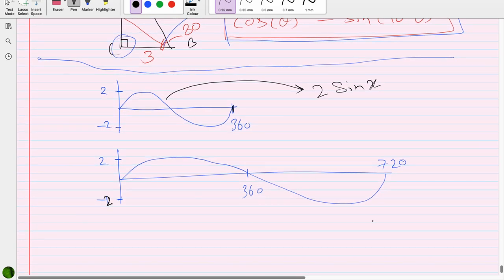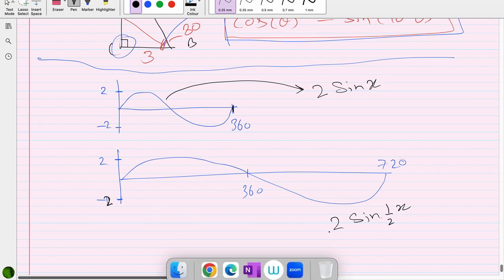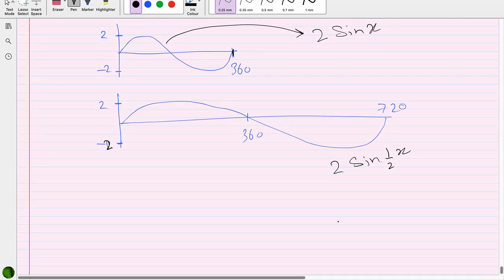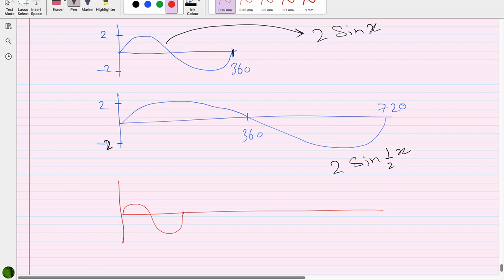Now look at the second graph. Amplitude is still 2, so I write 2. Shape is still sine, we write sine. But I'm getting to see half of the cycle in 360, so I choose to write 1 by 2 here. Now we compare it with the third one, to understand the transformation part, so 1, 2, and this is 360.